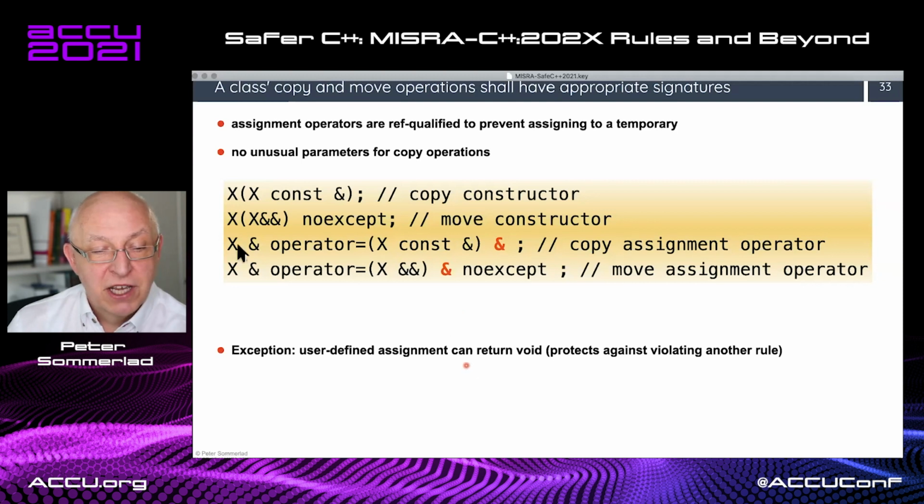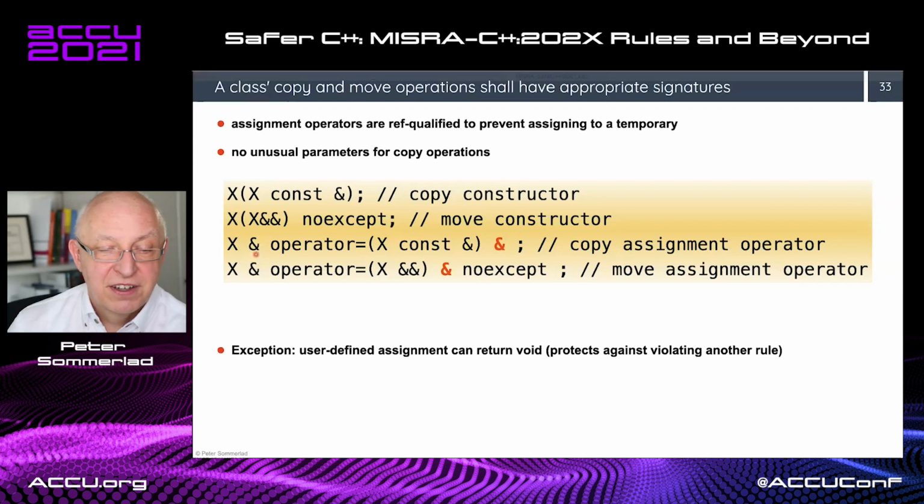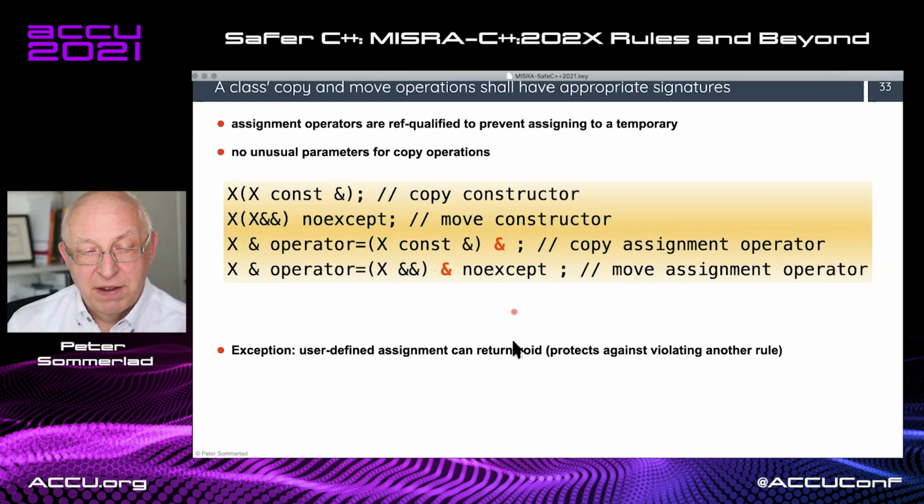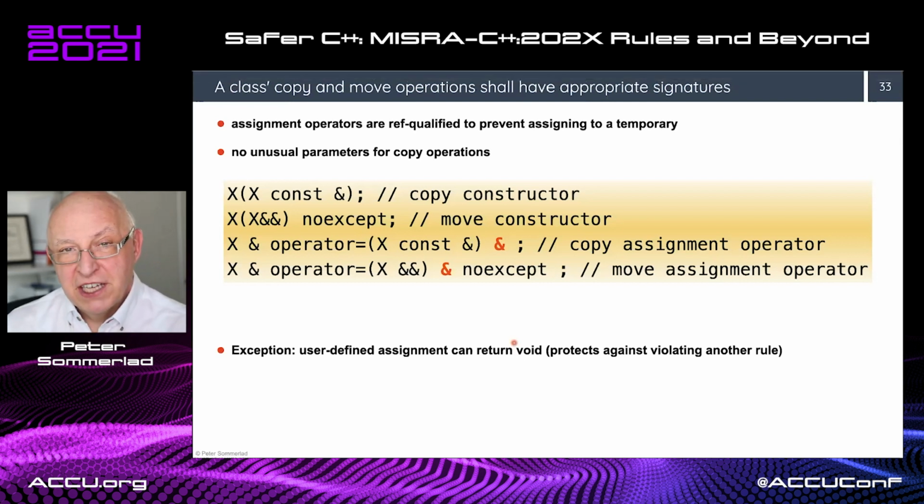There's an exception. You can return a void here, which prevents using the result. So then you don't have to specify the ref qualification. But again, it would not make much sense to have a temporary and change it on the fly.